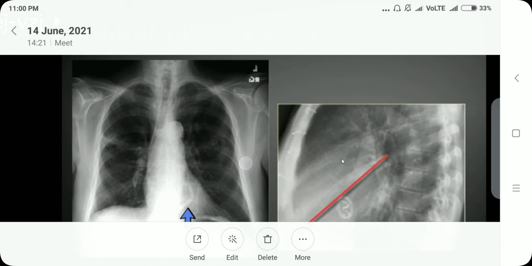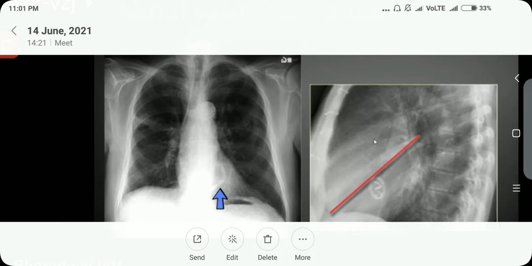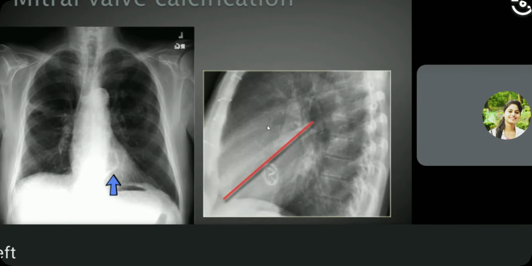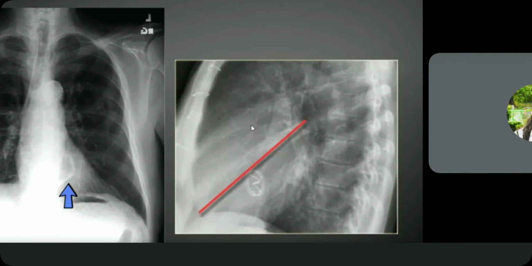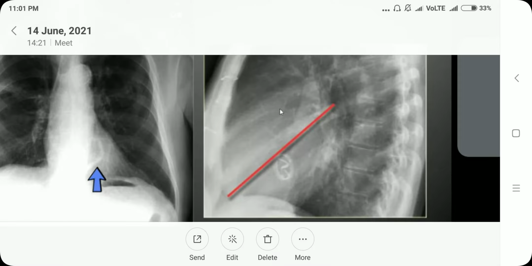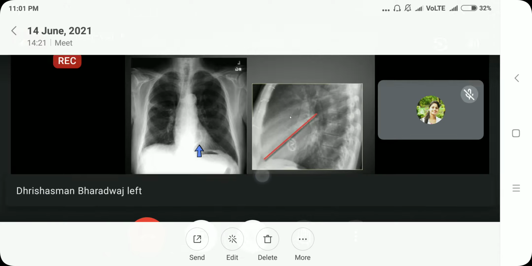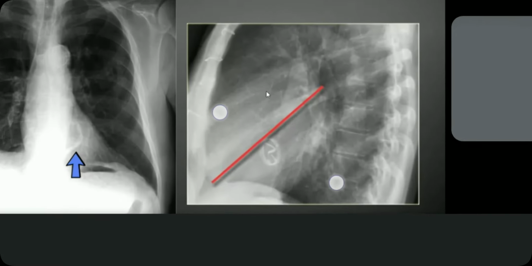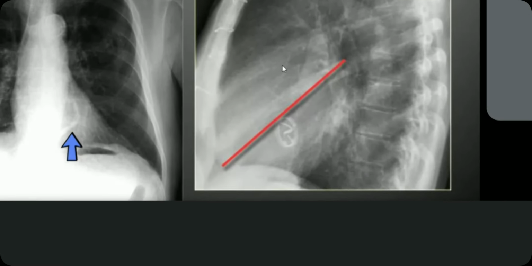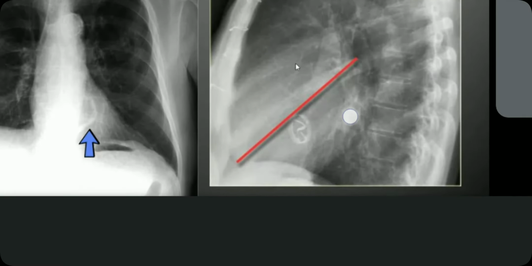Here you see there is an arrow mark. There is mitral valve calcification. Here also, this line is drawn from the carina, from the point where the trachea divides into the right bronchus and the left bronchus, up to the right border of the heart. So this line determines the position of the valve.